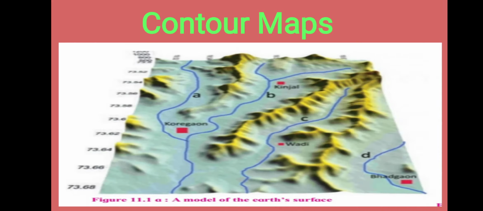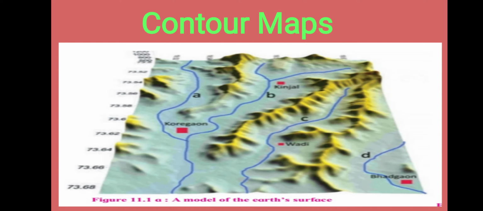Now come to the contour maps. See this model of Earth's surface. What do you see in this picture or in this model? See carefully. We are able to see the mountain ranges, rivers, and villages in this model. This is a 3D model. In this model, we are able to see the height of the mountain ranges because it is a 3D model.